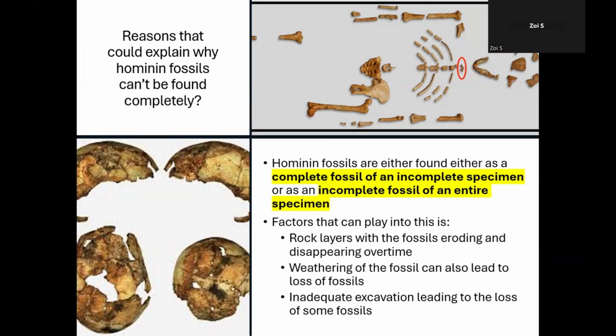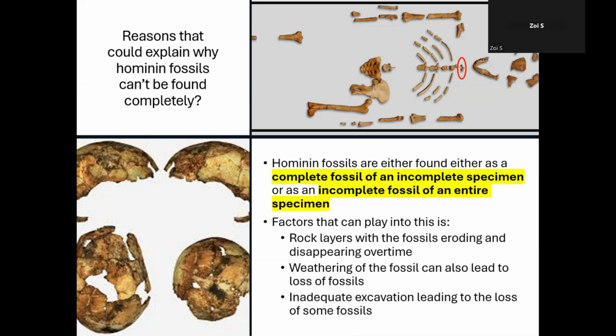And the factors that can play into that is also the fact that rock layers within the fossil are eroding and can disappear over time, meaning that the Earth is basically moving around, right? We've got tectonic plates. That means that we have rock layers that have those fossils that can erode and disappear over time. They can also weather over time due to being exposed to the environment. Let's say the rock layers expose those fossils. If they get exposed to rain and weathering factors, that can also lead to the loss of those fossils.